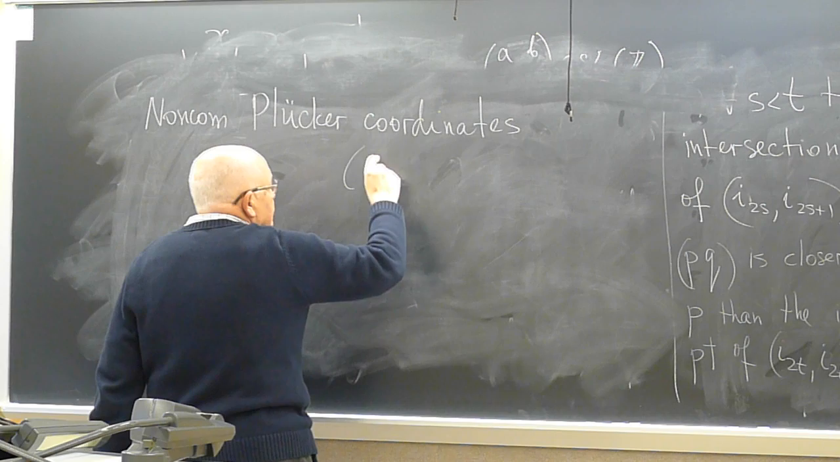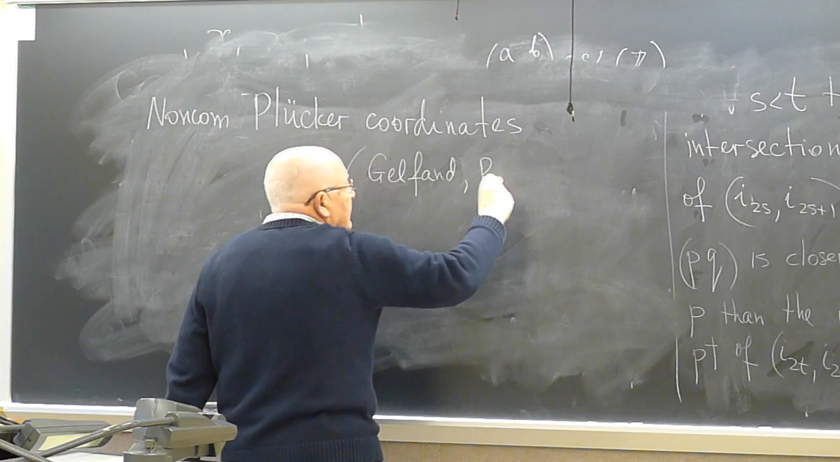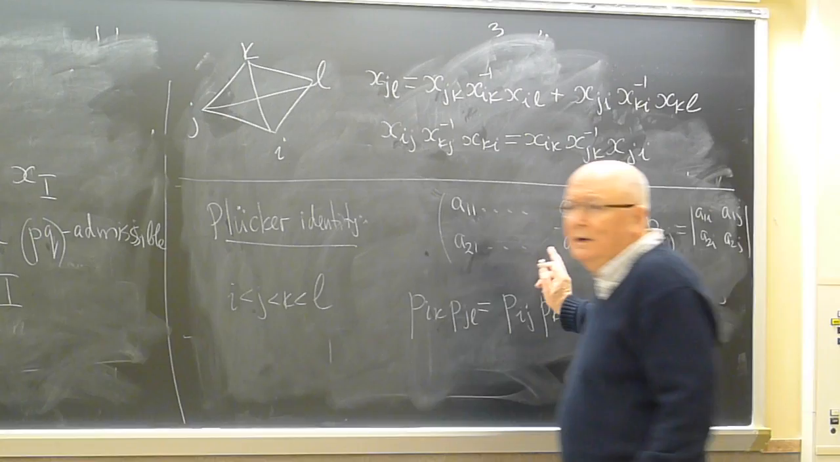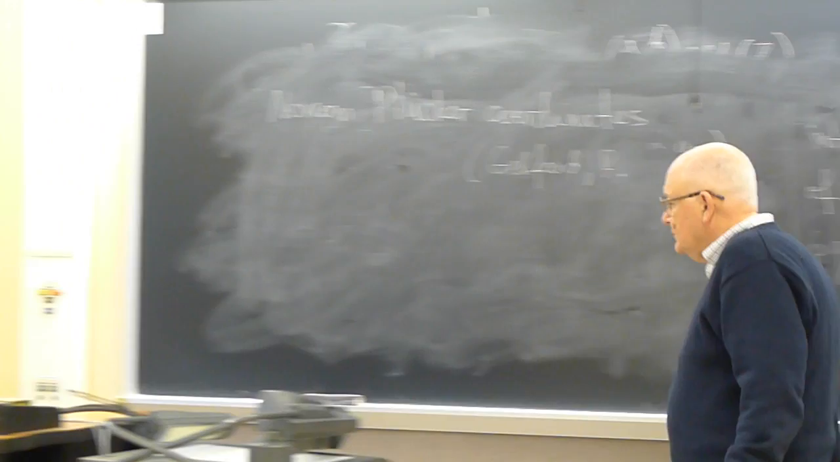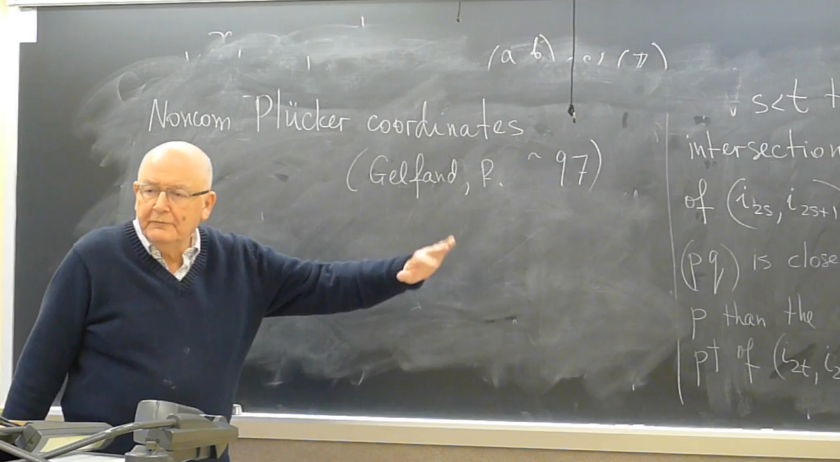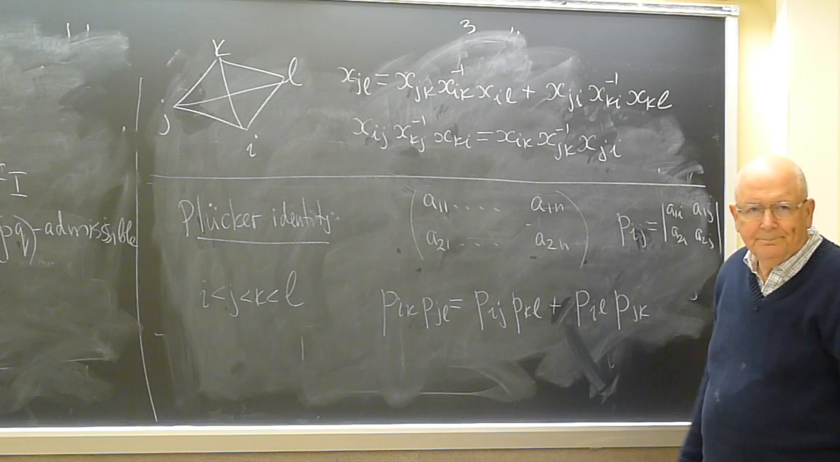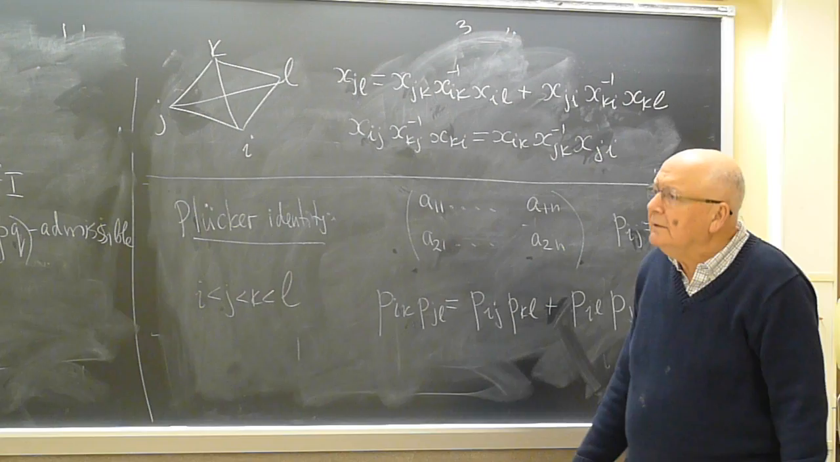Introduced by Gelfand, and this is actually 1997. And I will explain only for this theory, only for two-row matrices, because that's all I need. So first of all, for matrices, I will define some expressions on 2 by n matrices. But that would have to do with two-dimensional planes in n-space. I will tell you exactly what it means.